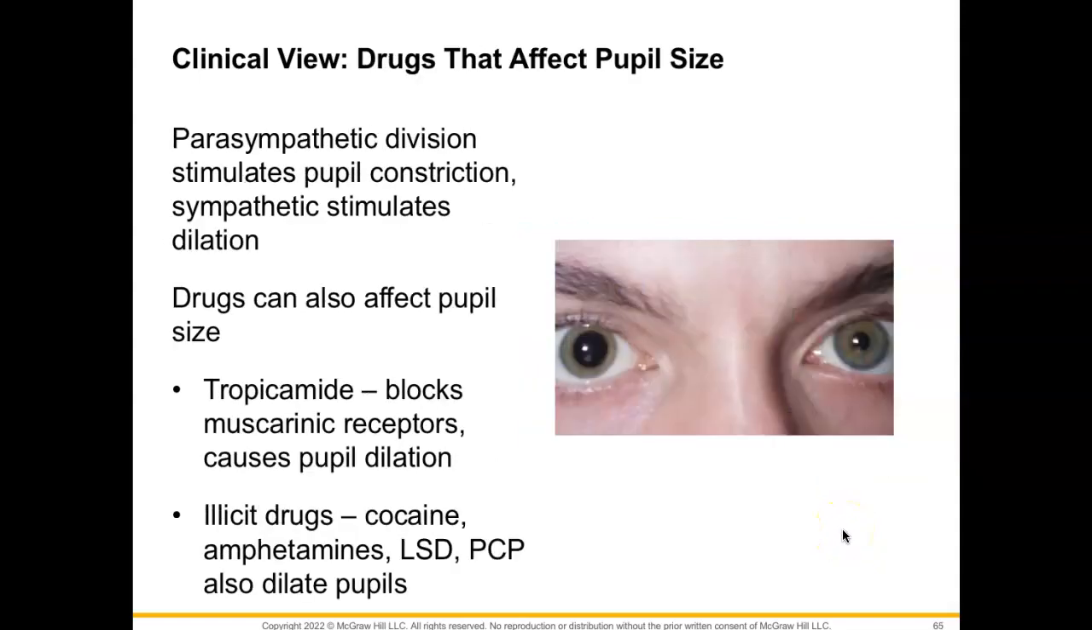Another clinical view here on drugs that affect pupil size. Within our parasympathetic division, we know that we're going to stimulate pupil constriction, and the sympathetic division will stimulate dilation. Drugs that can also affect our pupil size would be tropicamide, which blocks the muscarinic receptors and causes pupil dilation. We also know of some illicit drugs such as cocaine, amphetamines, LSD, and PCP that will also dilate the pupils.